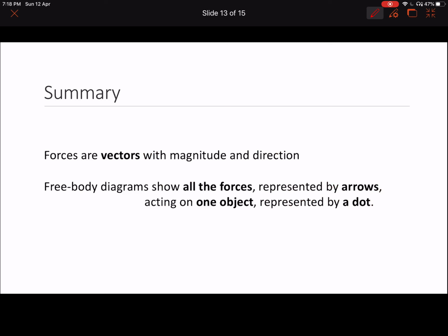Okay, so now summary time. So forces are vectors, okay? They have magnitude and direction, right? Free body diagrams, yeah, they show all the forces, okay? They are represented by arrows acting on one object represented by a dot. So this is my object, and then I have forces acting on the object represented by the arrows.